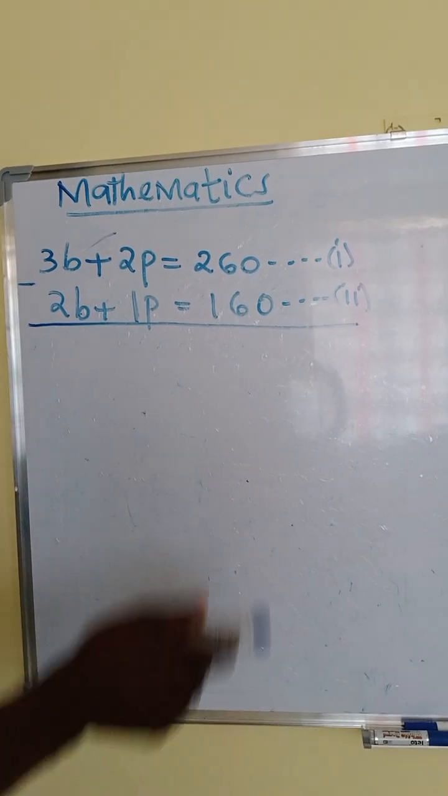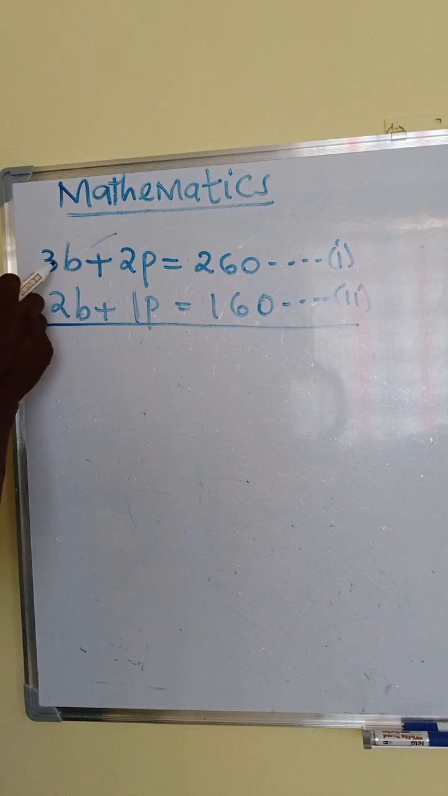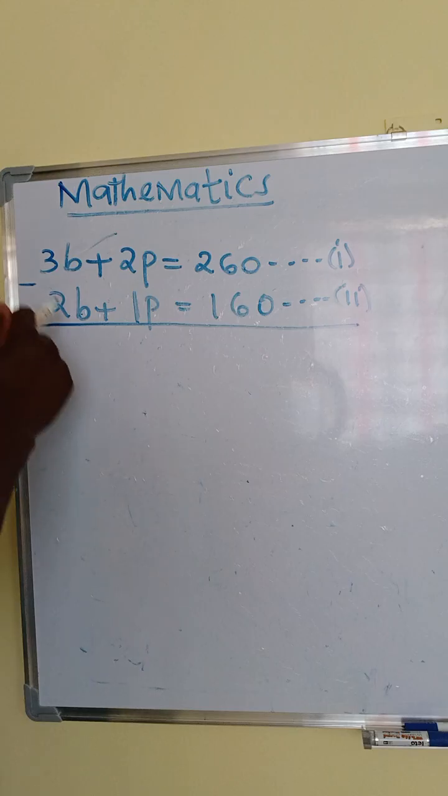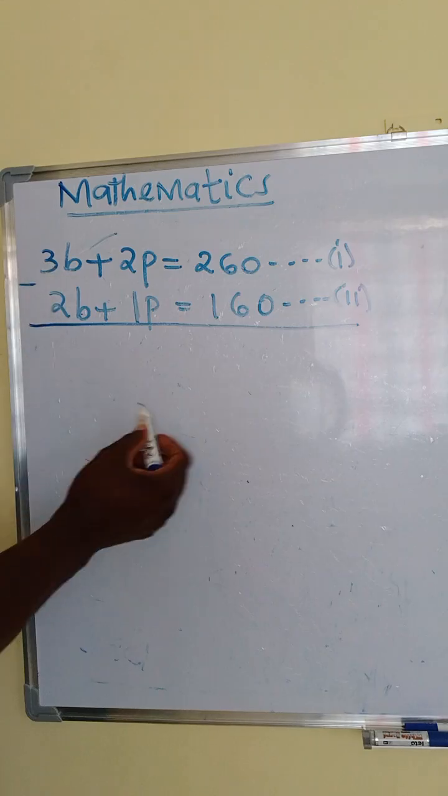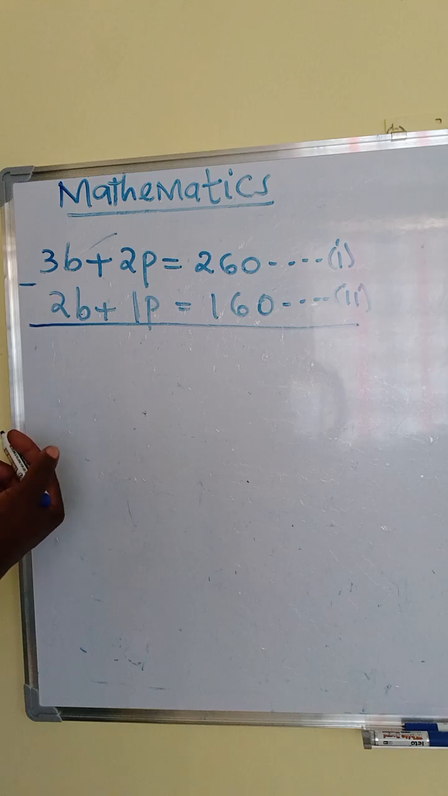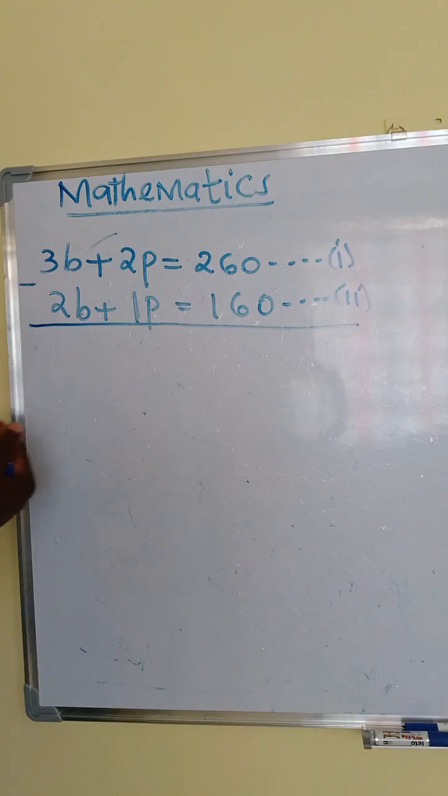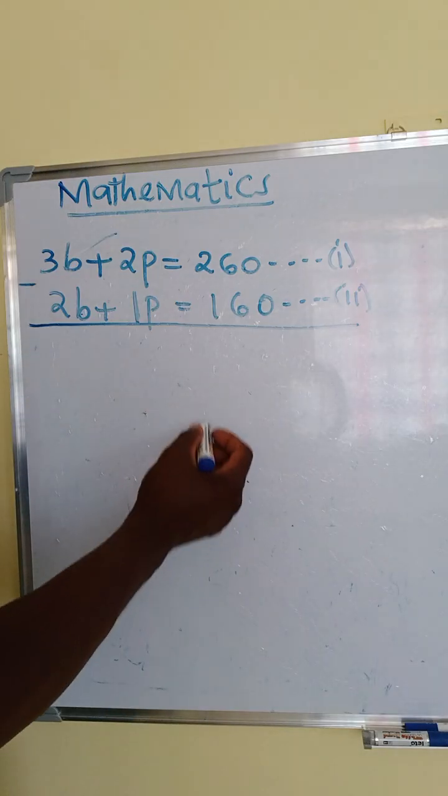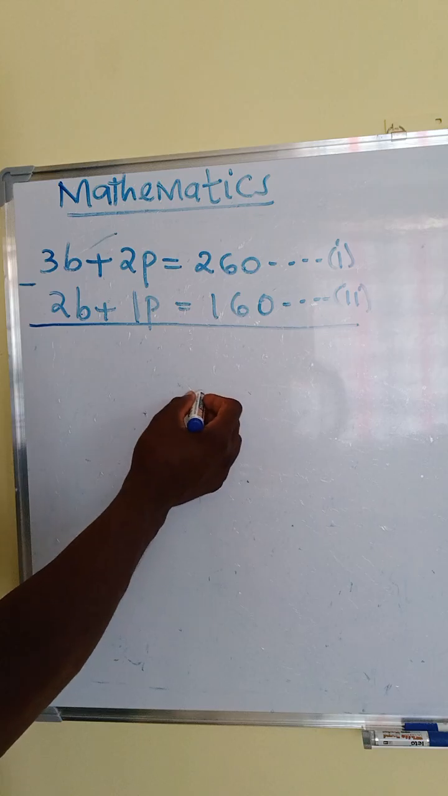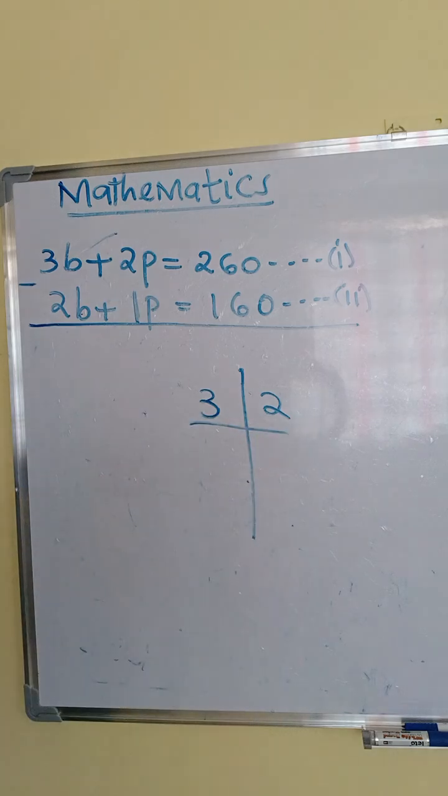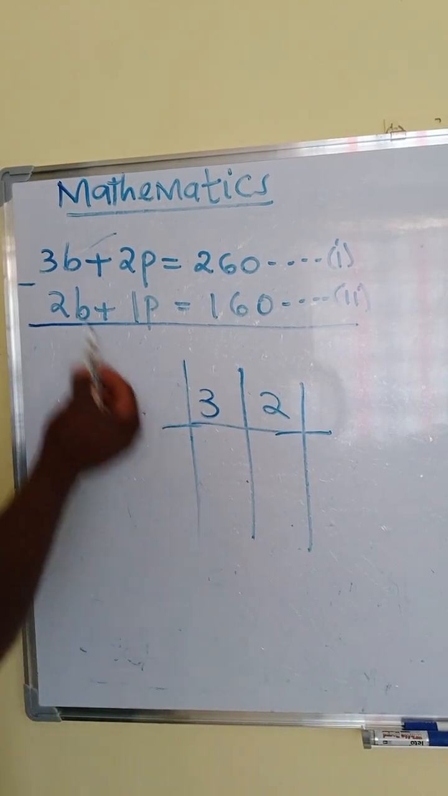What next? What do you do? I've said I'm going to make the values of B read the same numbers. So what do we do to make them read the same numbers? We are going to find the LCM of 3 and 2. If you know the LCM, that is 6, you come and use it. But if you don't know the LCM, you come and calculate it. So you can find the LCM of 3 and 2, the numbers you want to make read the same.